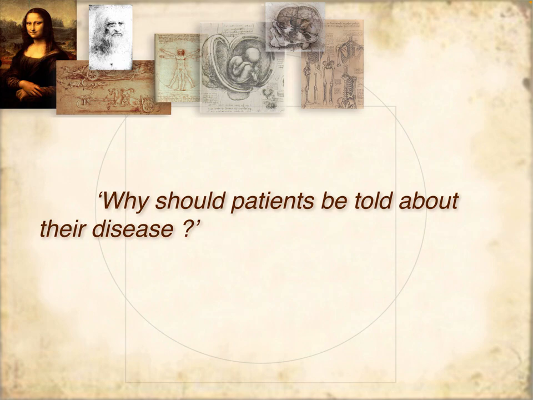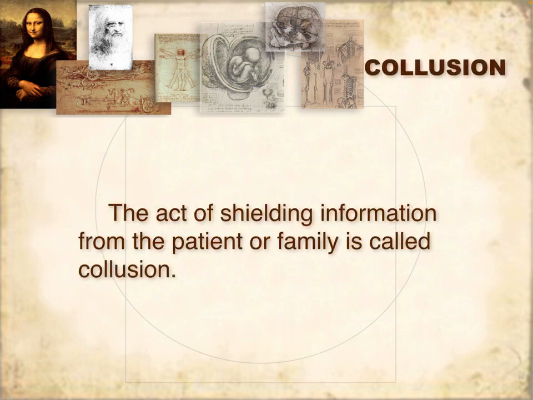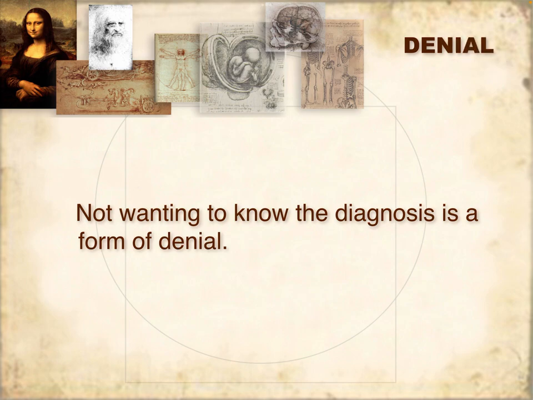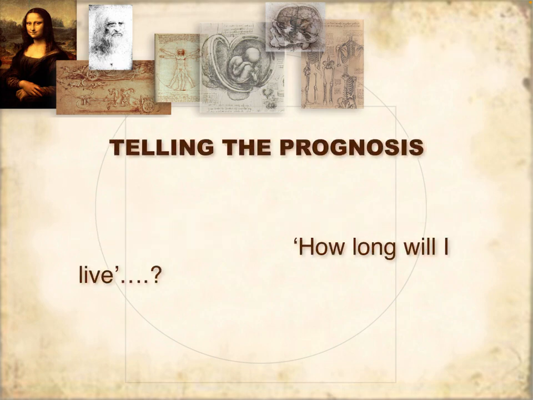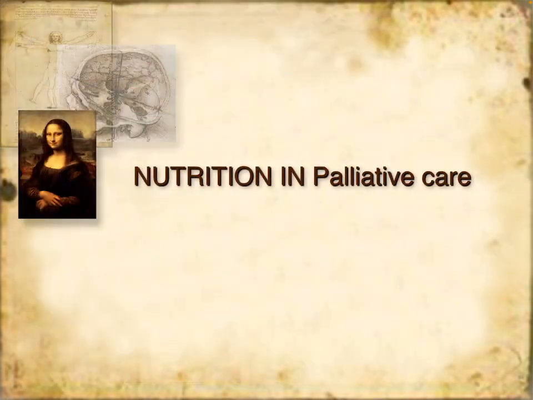Why should the patient be told about their disease? The act of shielding information from the patient or family is called collusion. Not wanting to know the diagnosis is a form of denial. And telling the prognosis is the most important part of palliative care, where we often hear the question, how long will I live? And we should answer it very sensibly.